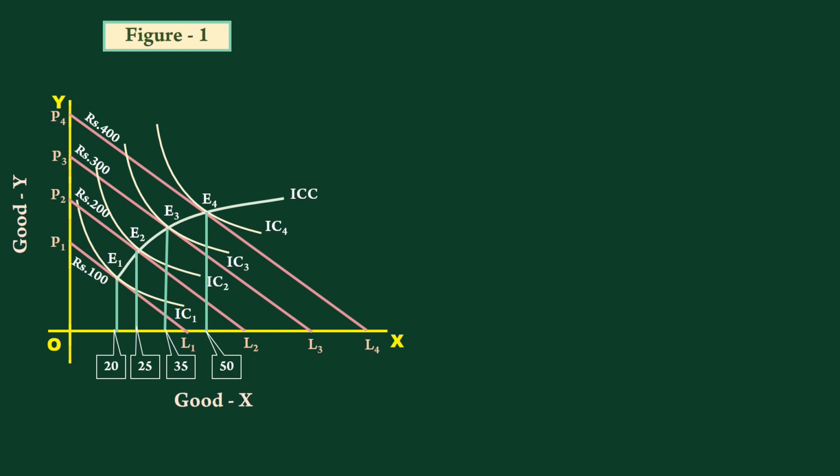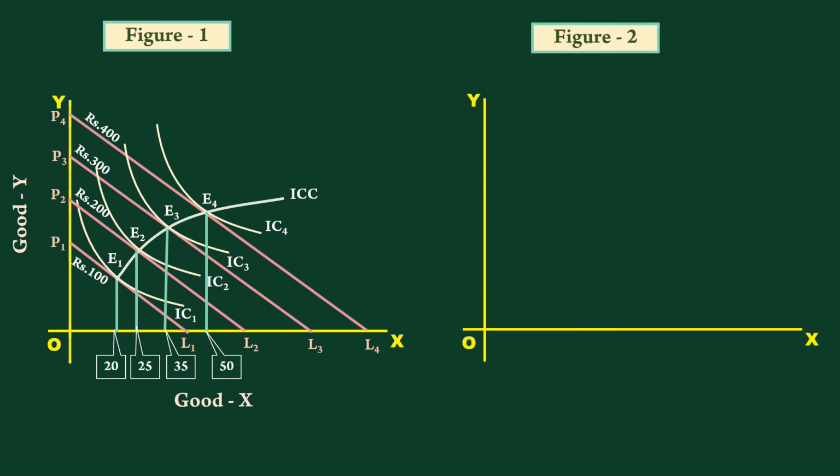We have data relating to income and quantity. Now we shall represent these data in figure 2. Income is measured along the y-axis and the quantity of good X is measured along the x-axis. At E1, the income is 100 rupees and quantity purchased is 20 units. We shall plot this point in figure 2 as A.